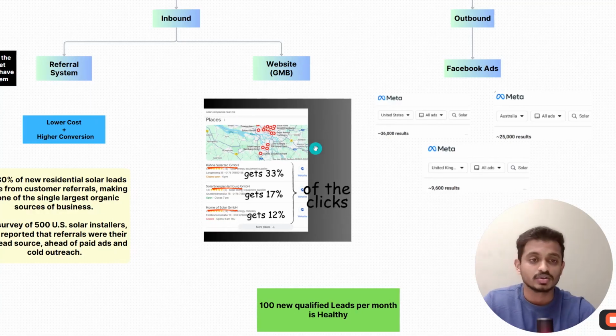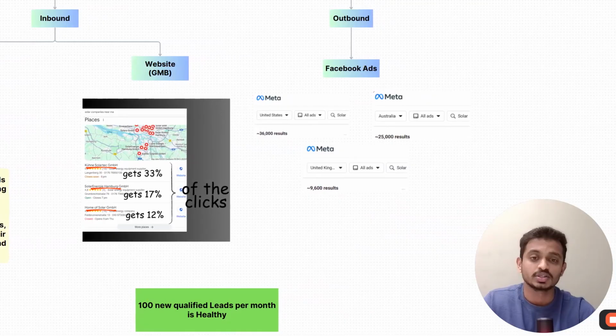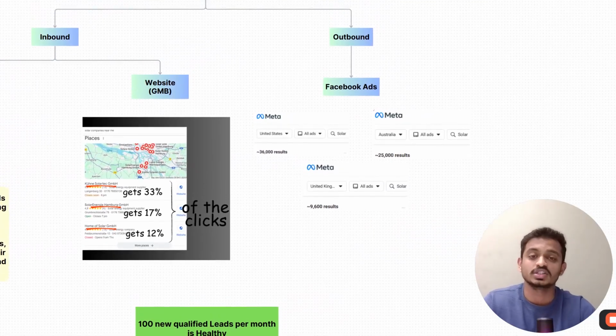Finally, coming to outbound, Facebook is a beast when it comes to outbound. That's because 68% of Facebook users have an income of over 100K, and 68% of these users come from the US alone. Talk about targeting the right audience on the right platform with the right message and probably the best product, that is solar. Very little to nothing can go wrong if you know what you're doing. But then again, not all ads work, and that's out of the scope of this video.